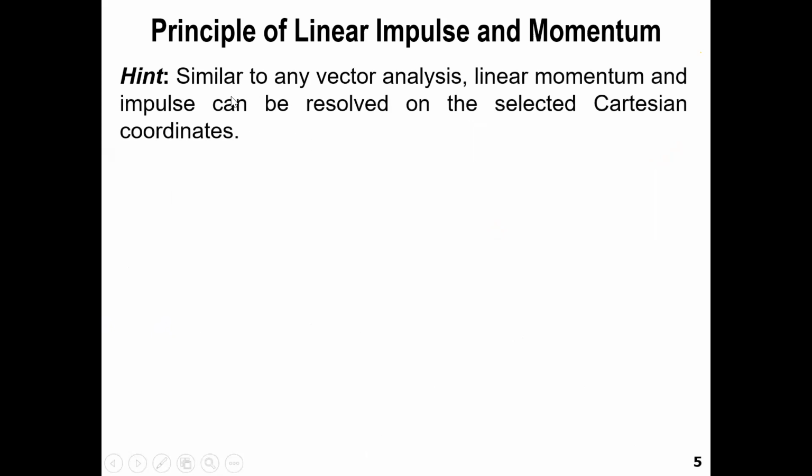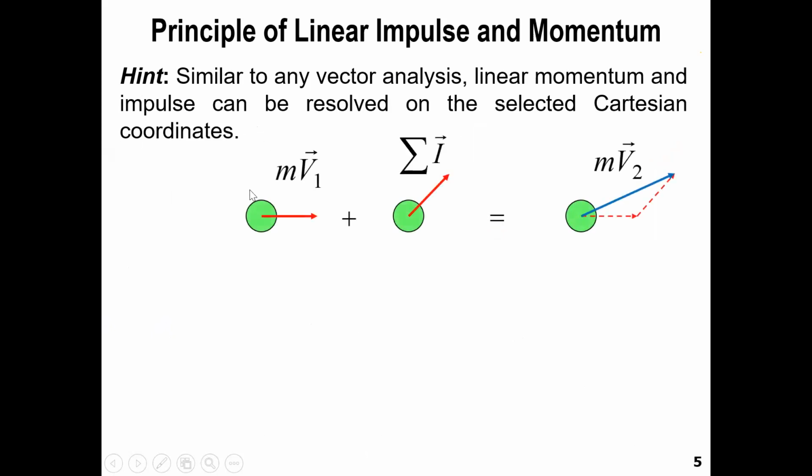So remember, again, as I said, because the principle of impulse and momentum is a vector analysis, you can choose any coordinate system, including Cartesian coordinate system, to analyze them. Remember, because linear momentum and impulse are vector, their summation is going to be vector. Technically, if this is your initial linear momentum, and this is the impulse applied to the particle, a vector summation of this and that gives you this, right?